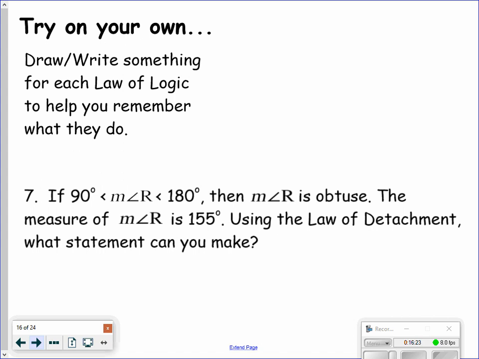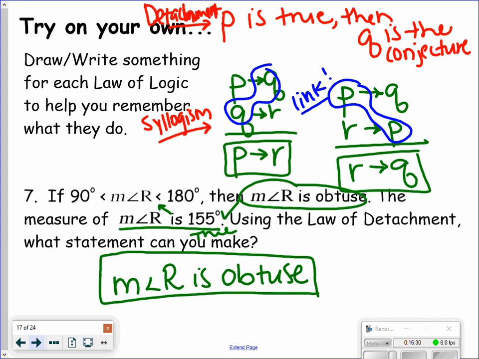Okay, now go ahead and try number 7 on your own. Okay, if the measure of angle R is greater than 90 degrees but less than 180, then the measure of angle R is obtuse. That's that rule. Okay, if you're tardy 3 times, then you get detention. That's the rule. Okay, the measure of angle R is 155 degrees. What can you conclude about that? It's between 90 and 180, so you can conclude that the measure of angle R is obtuse.